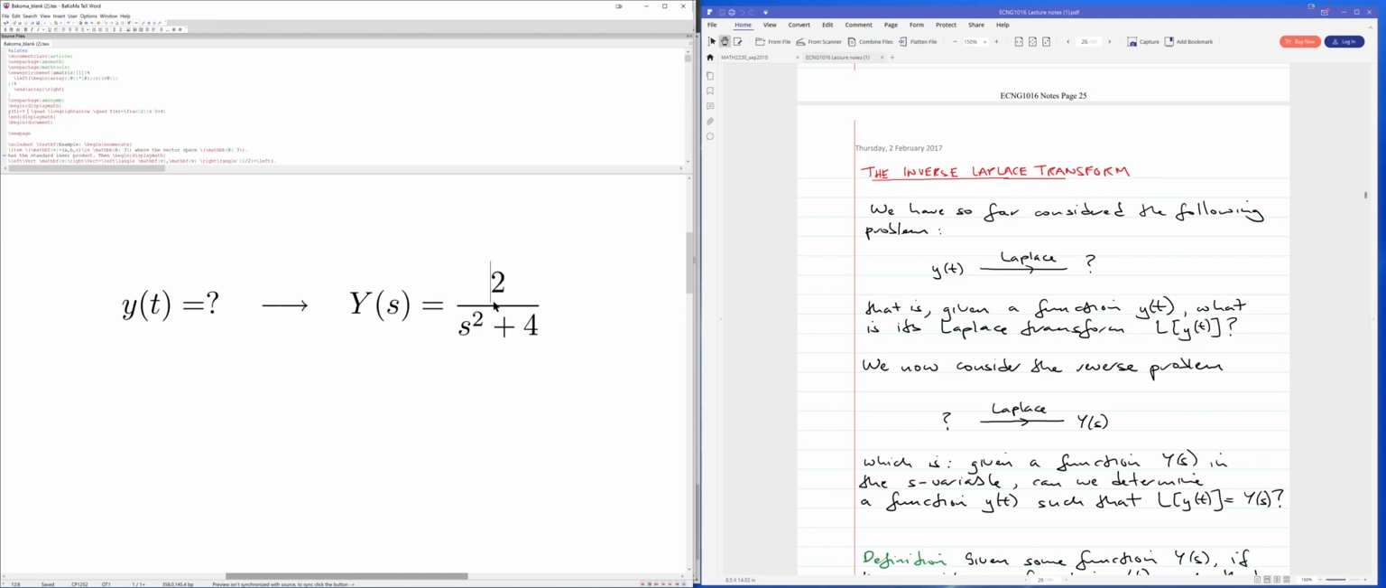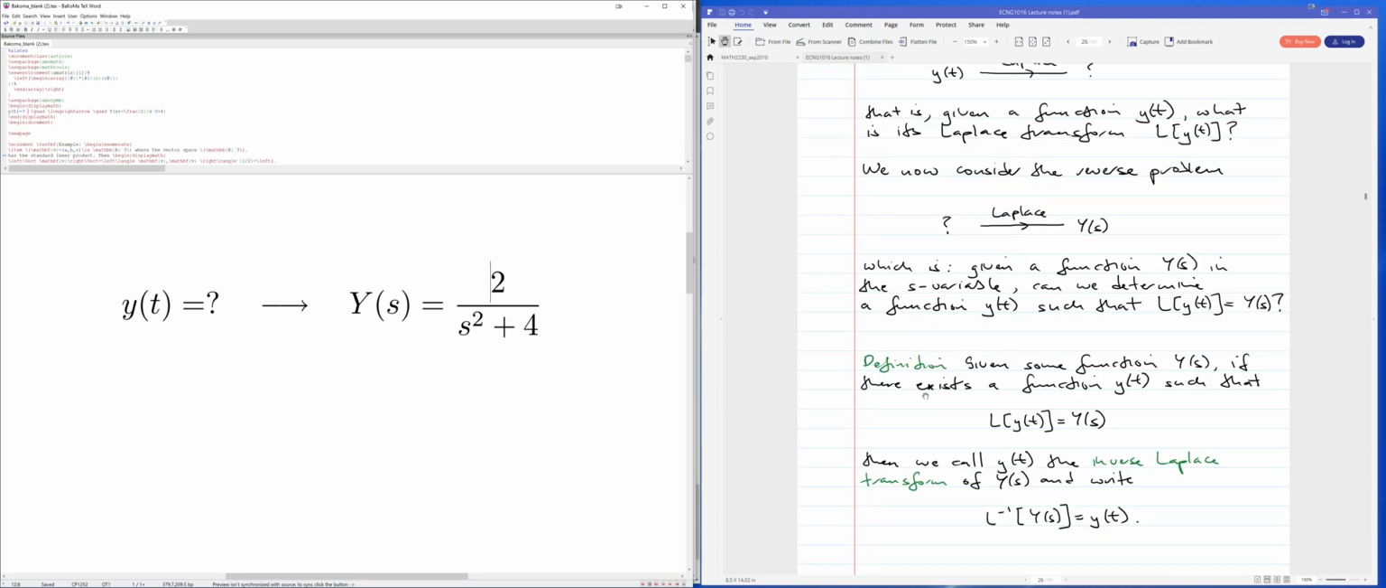An example of that is this over here. I have this function y of s, which is 2 on s squared plus 4. Suppose this arrow is supposed to indicate Laplace. I'm trying to figure out what function y of t, when I take the Laplace transform of it, gives me this 2 on s squared plus 4. And we're going to do this by recognition.